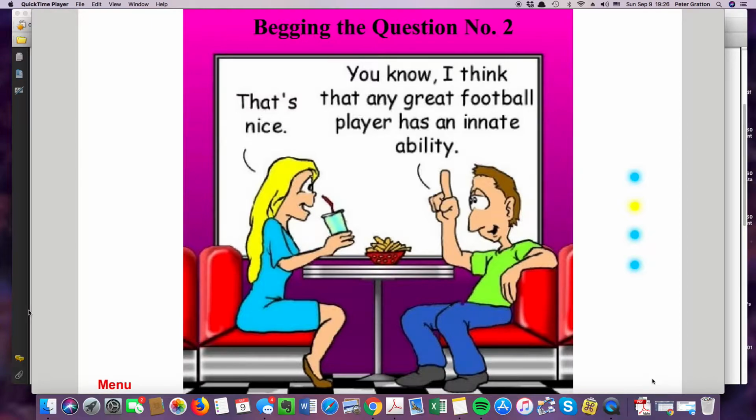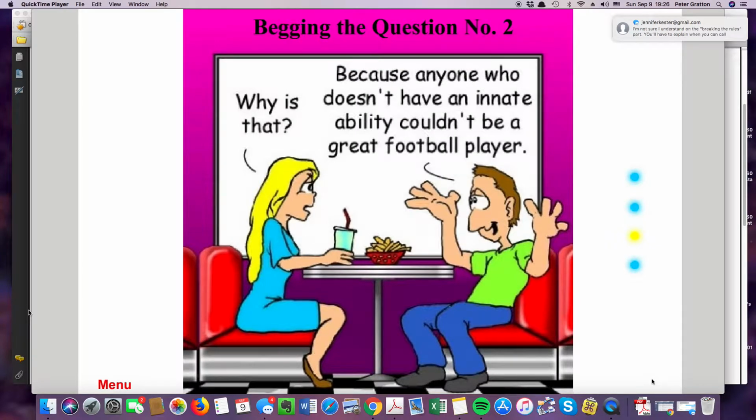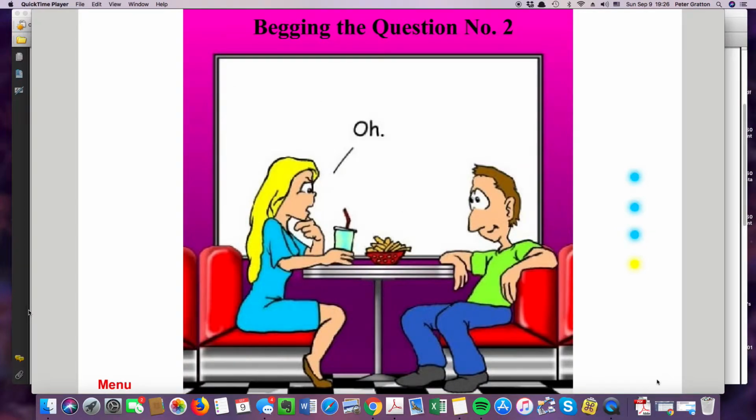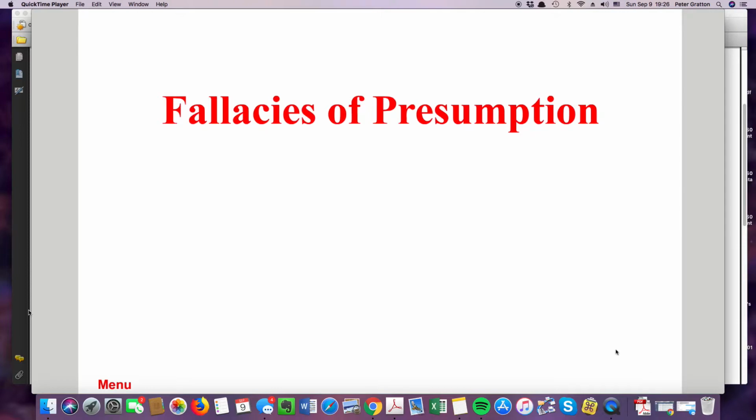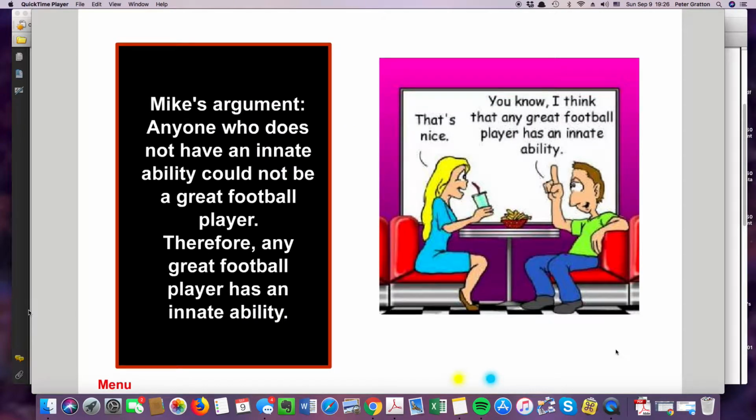That's nice. You know, I think that any great football player has innate ability. Why is that? Because anyone who doesn't have any ability couldn't be a great football player. So he's arguing that every great football player has an innate ability, and then he just restates this. This premise is actually just a restatement of the conclusion: that there's a relationship between innate ability and being a great football player. So Mike's argument: anyone who does not have innate ability could not be a great football player, therefore any great football player has innate ability.